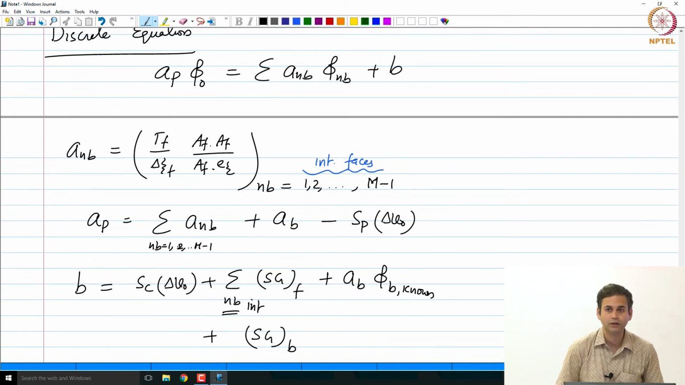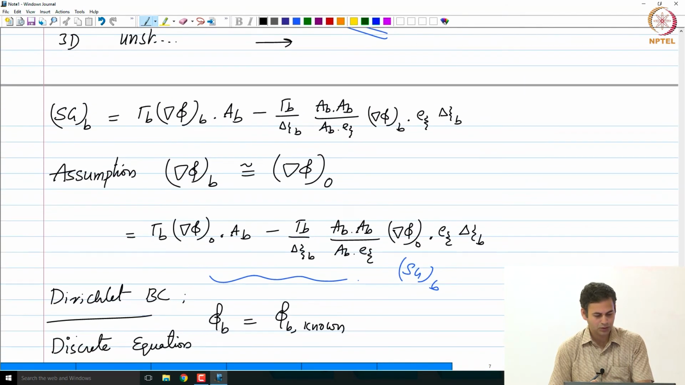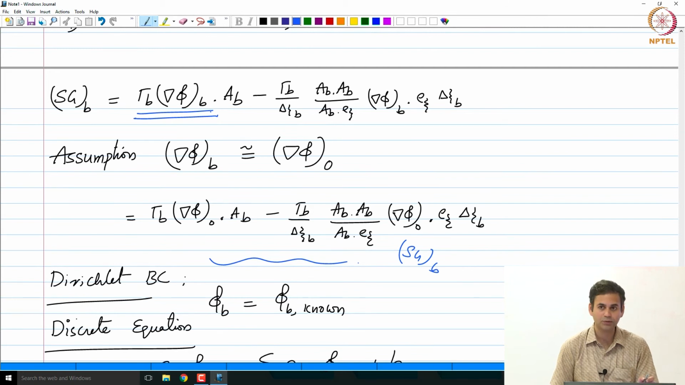Yeah. Sir, when we calculate SGB, we use the previous iteration value for phi. So gamma grad phi we have to calculate. Gamma grad phi, for the boundary. Yeah, essentially this has to be calculated. Gamma B grad phi B dot AB. So that means we use the previous iteration. Yes, we use the previous iteration. Grad phi would be the previous grad phi. You would use the previous iteration values of phi and calculate the gradient, right?